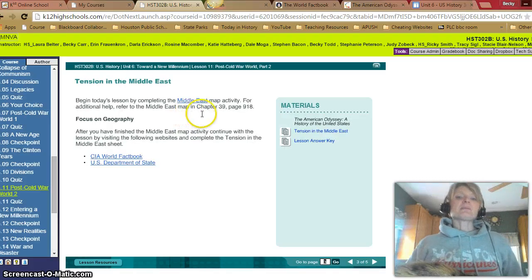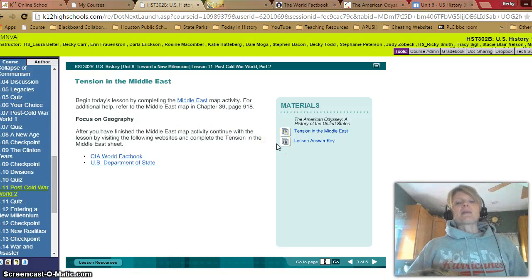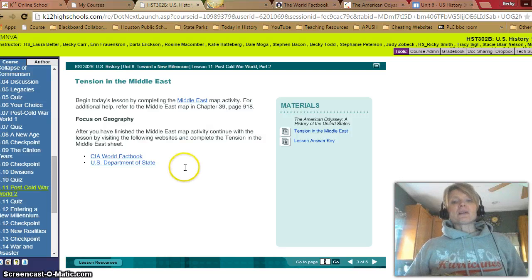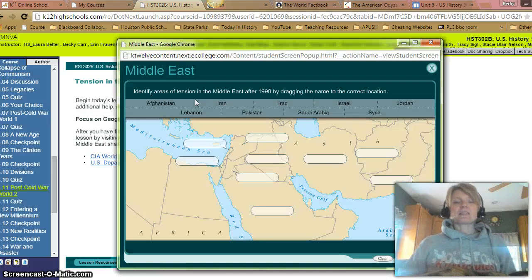Begin today's lesson by completing the Middle East map activity. For additional help, refer to the Middle East map on chapter 39, page 918. After you have finished the Middle East map activity, continue with the lesson by visiting the following websites and complete the tension in the Middle East sheet. So let's first do our Middle East map activity. Identify areas of tension in the Middle East after 1990 by dragging the name to the correct location.